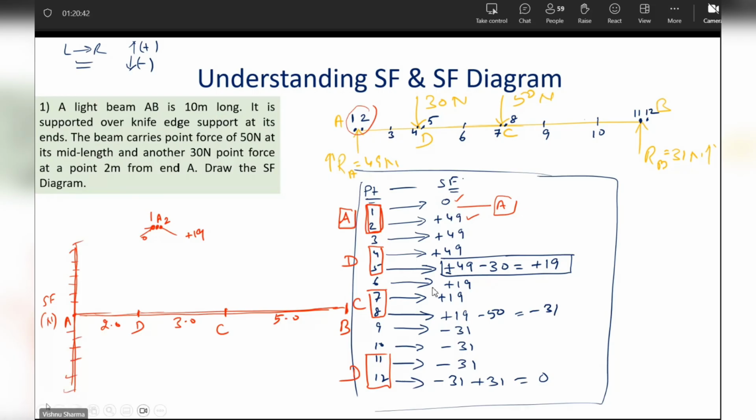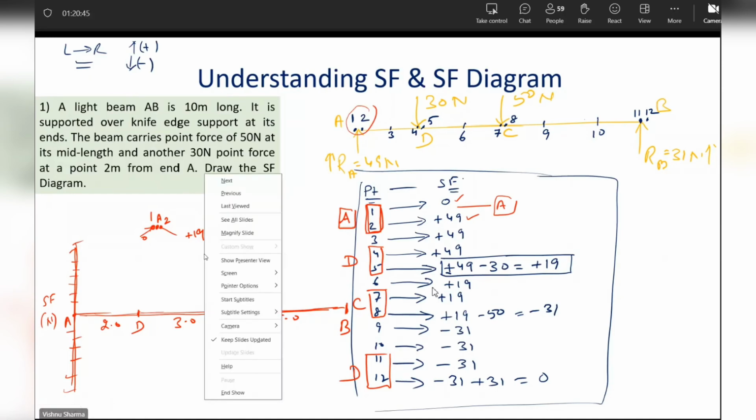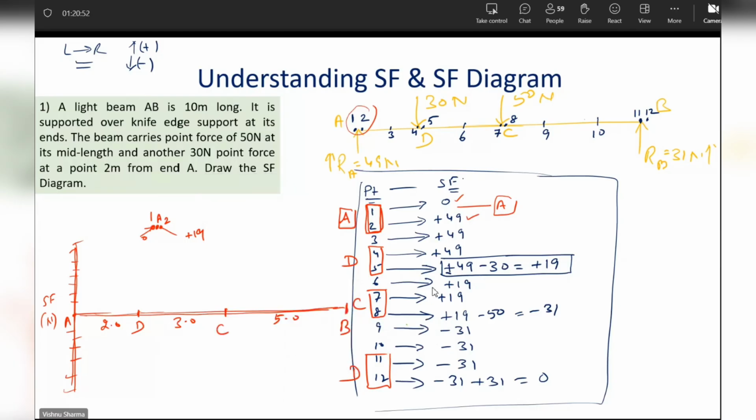Now I basically try to draw a diagram based on the values that I have got. And what values have I got? You see, at A, the value changes from 0 to plus 49. That means at A, it changes from 0 to plus 49. Do you agree with me, beta? Yes or no? Understood? 1 and 2 represent what? They represent what is happening at A. Yes or no?